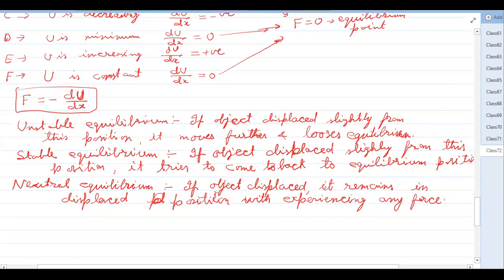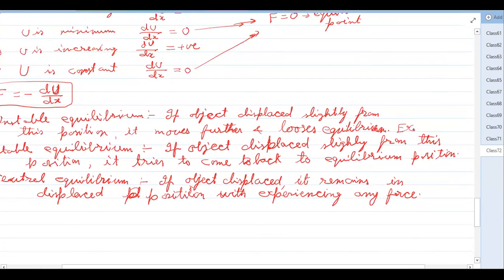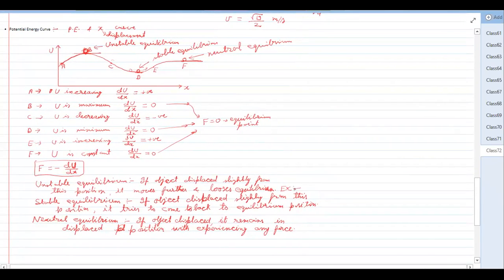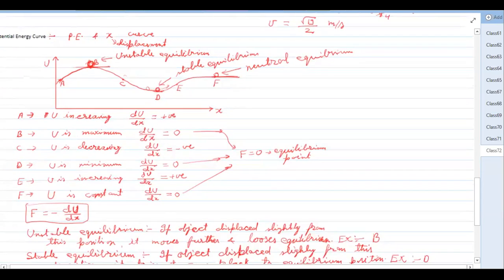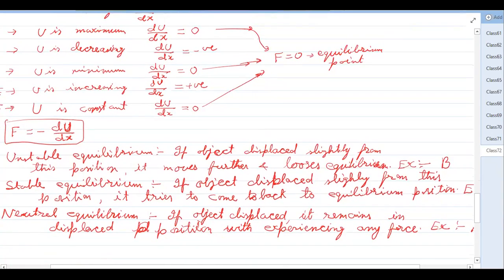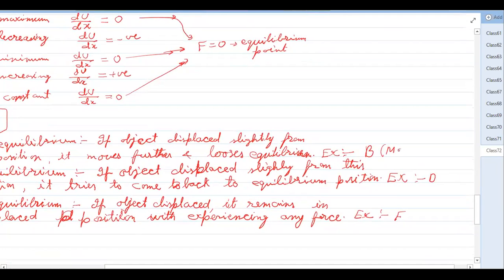Okay, so what are the examples? The example for the unstable one is B, for the stable one the example is D, and for the neutral one the example is F. And what are these points? These are actually the maximum energy points. So unstable equilibrium corresponds to the maximum energy point.